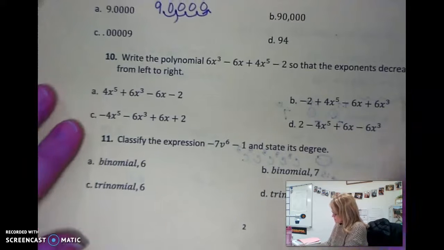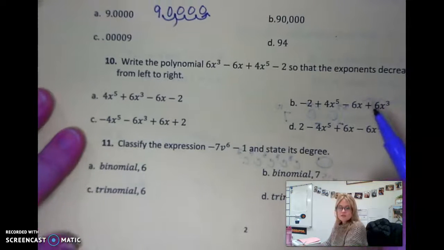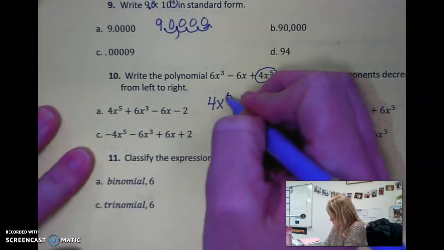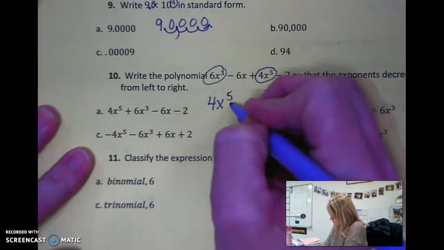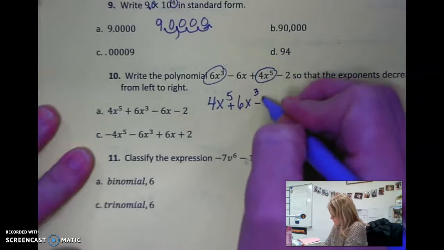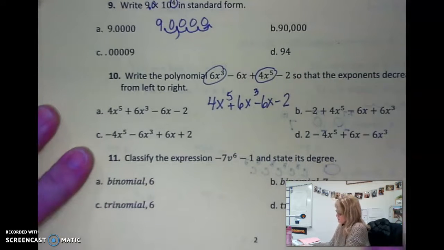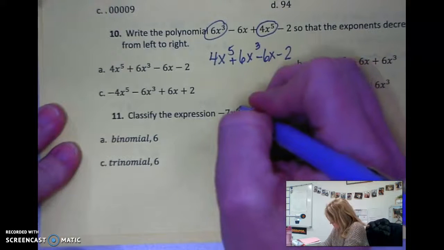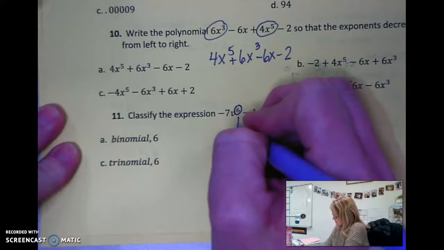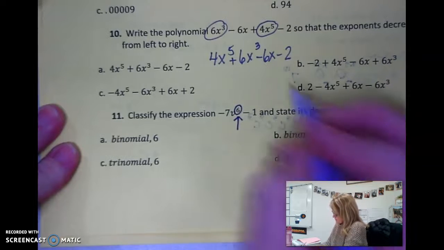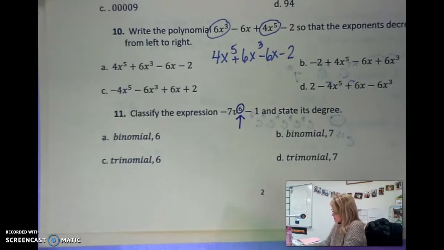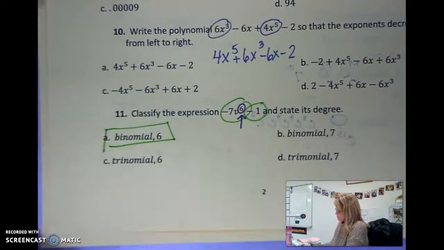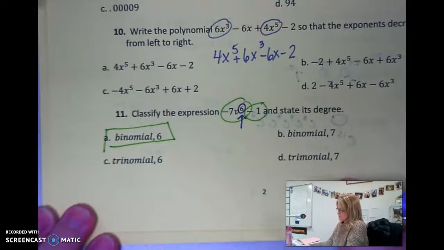Writing a polynomial so it decreases from left to right has to do with the exponent. So the highest exponent is first, then the next highest, and if I don't have a sign there, it's like a positive, and then the negative 6x and negative 2. The degree comes from the highest exponent you see, which is a 6, and then there are 2 terms here, 1, 2, so just like a bicycle has 2 wheels, this is a binomial with the degree of 6.